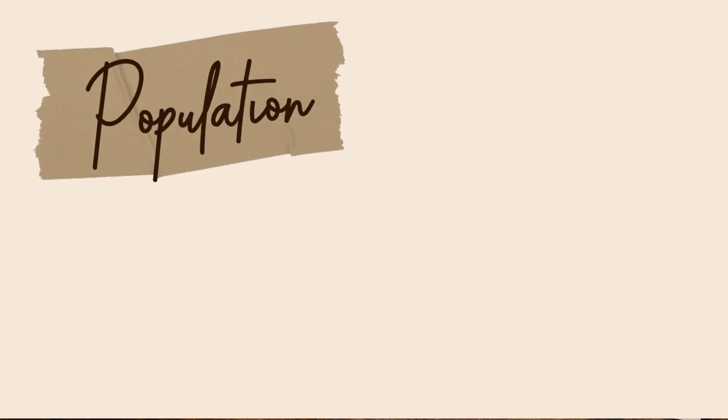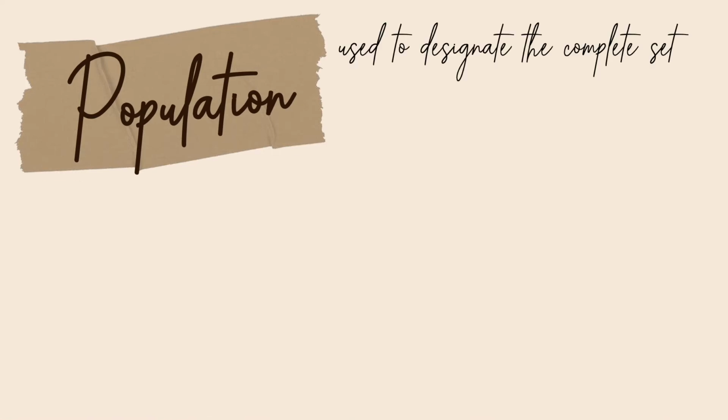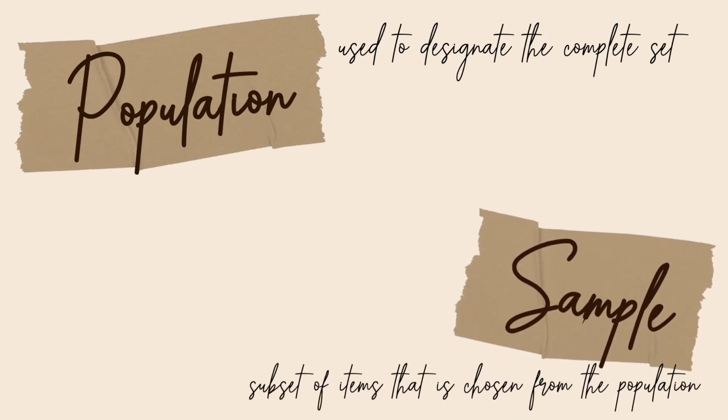In making a study using statistics, you're going to go through with these two terms, population and sample. Population is used to designate the complete set of items or things. This refers to the complete or the entire number of things in your study. Sample is the subset of items that is chosen from the population.